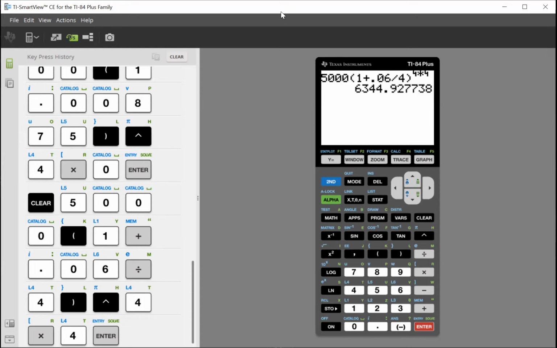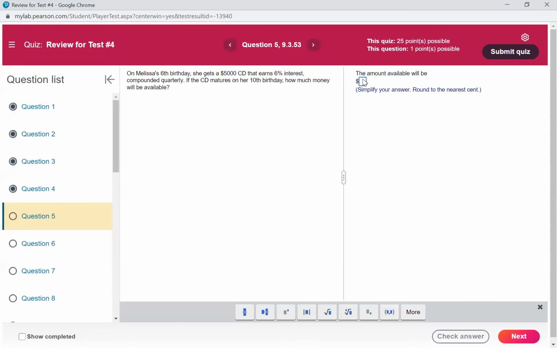So then I would put that in, 6344.93. Now listen on this, y'all. You got to get a number bigger than 5,000 if that's what you're starting with, okay? Because remember, this is an interest type problem, so the money's got to get bigger instead of smaller.